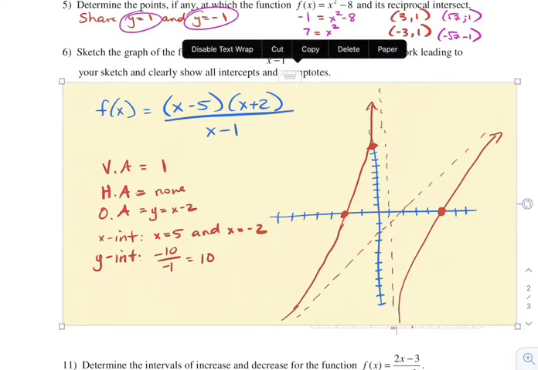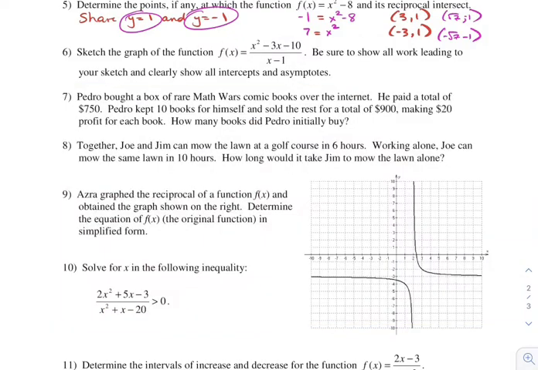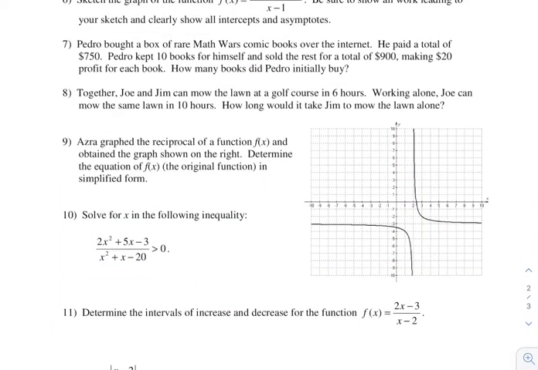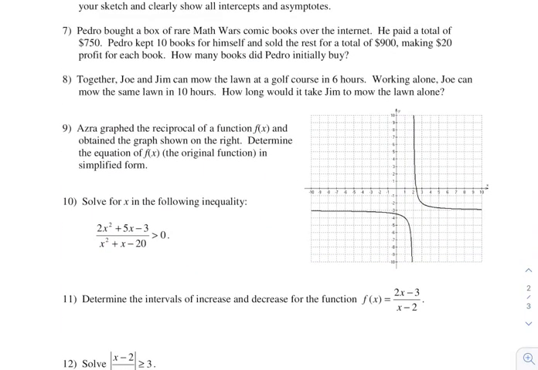And we'll keep going to question 7. Question 7 says Pedro bought a box of rare Math Wars comic books over the internet. He paid a total of $750. Pedro kept 10 for himself and sold the rest for $900, making $20 profit on each book. How many books did he buy initially?